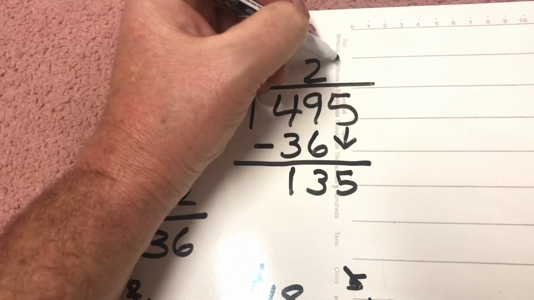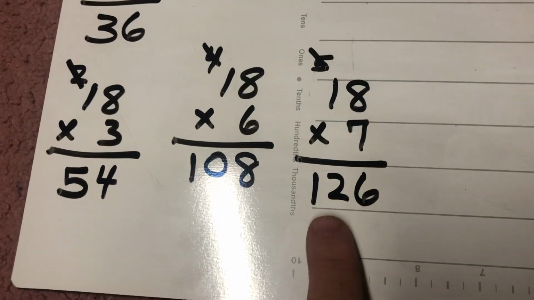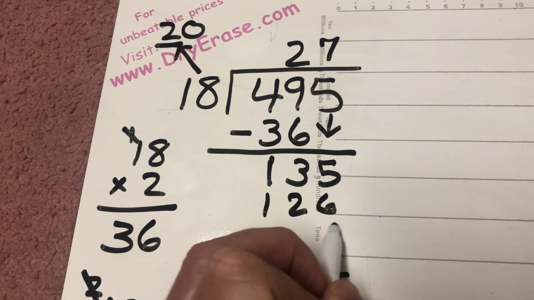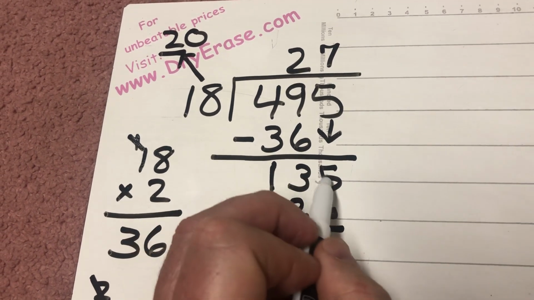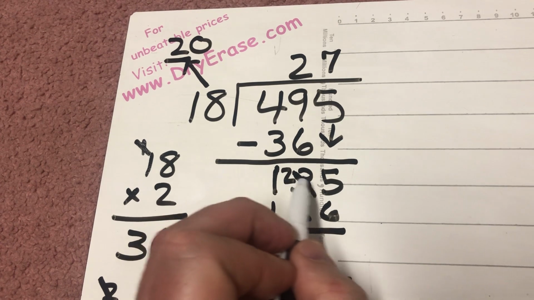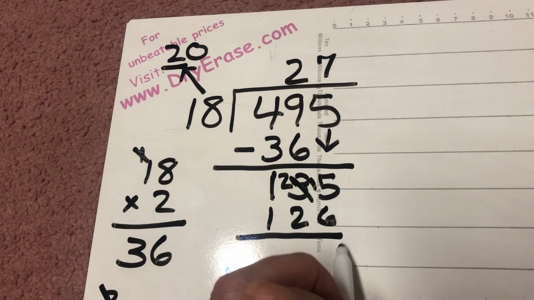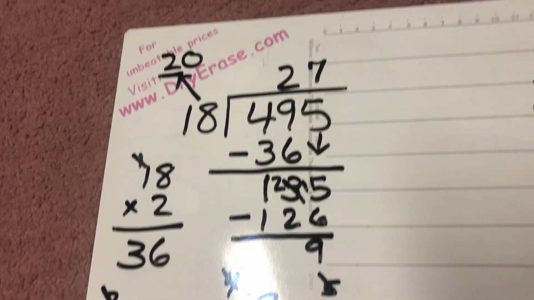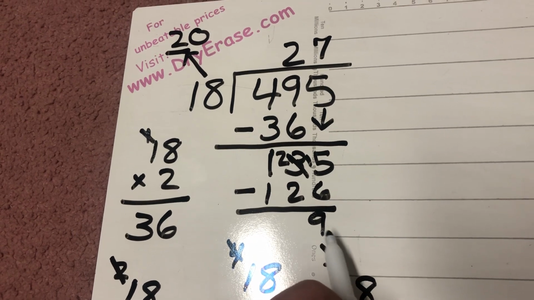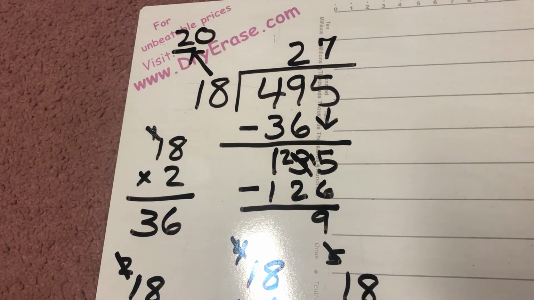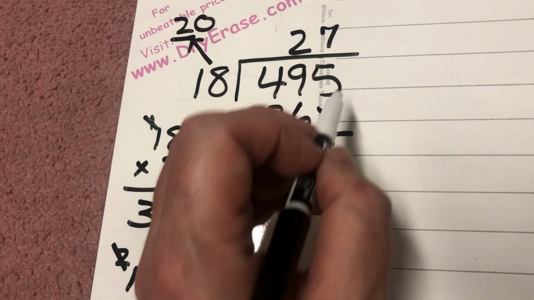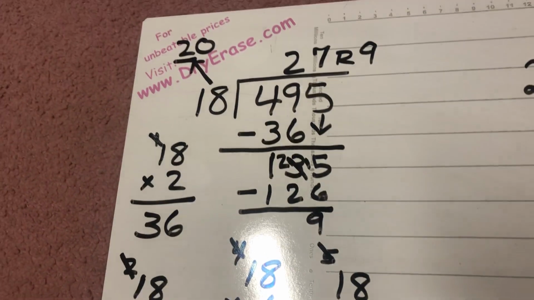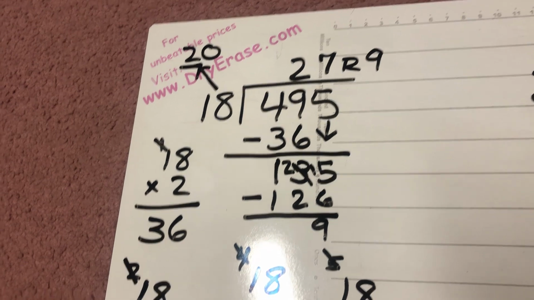So I'm going to come up here. I'm going to put my 7. I've already established that 18 times 7 is 126. So I'm going to come over here with the 126. I do my subtraction. I can't do 5 minus 6, so I borrow from the 3. It becomes a 2. I make the 5 a 15. 15 minus 6 is 9. 2 minus 2 is 0. 1 minus 1 is 0. I end up with 9, which I'm okay with when I'm dividing by 18, because it's less than 18. There's nothing left to bring down. I end up with 27, remainder 9, and I'm feeling pretty good about that.